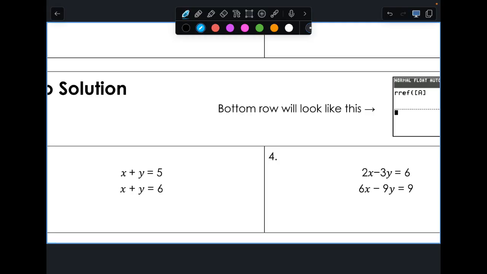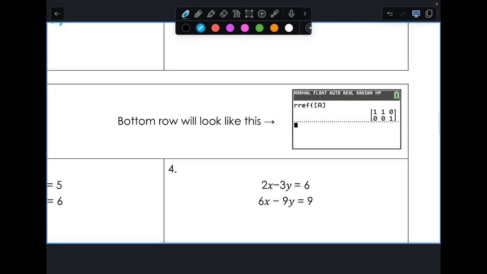Do number 4 too? Hold on. Is that right? It's not right, but we'll talk about why it's not. Is it 0, 1? No, it's not. It's no solution.